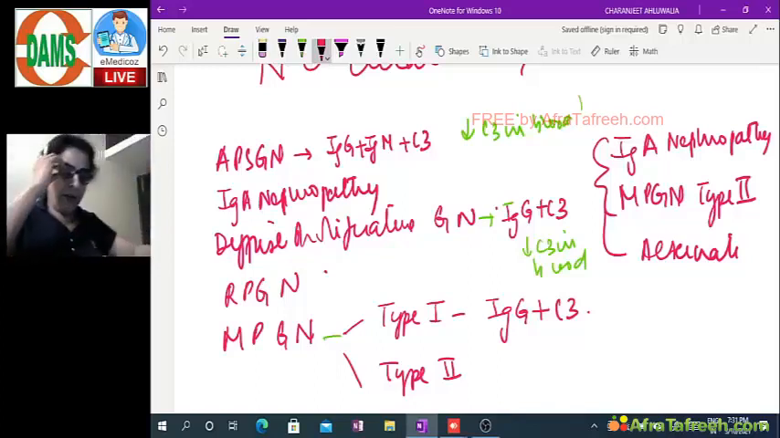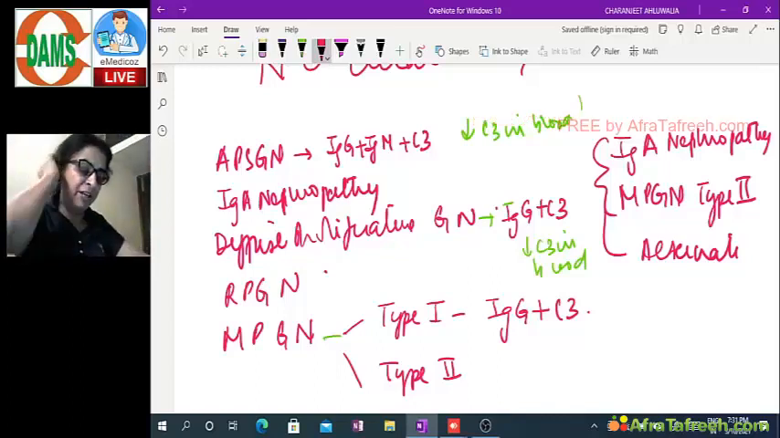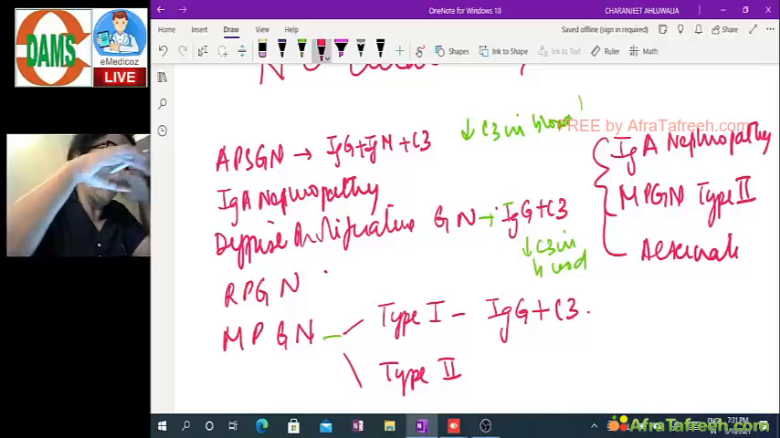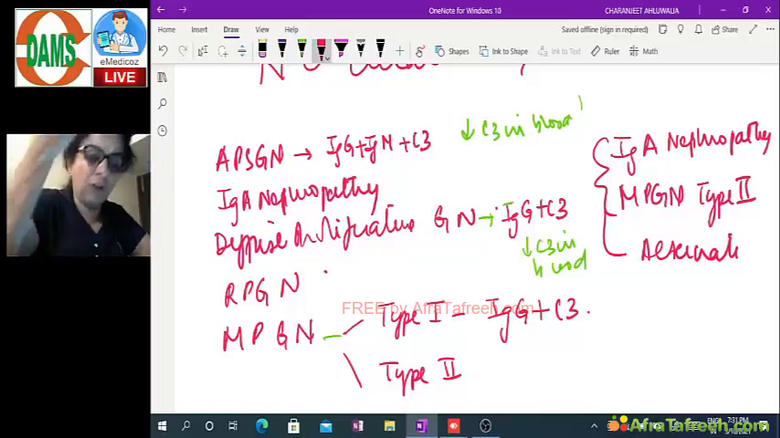Okay, now I want to tell you something. Yalini had asked me a question. There is some confusion about C3. Now remember, in all these glomerulonephritis, they are immune mediated. There are immune complexes. What will the immune complexes contain? Immune complexes will contain antibodies and complement component. And complement can be activated by classical or alternate pathway.